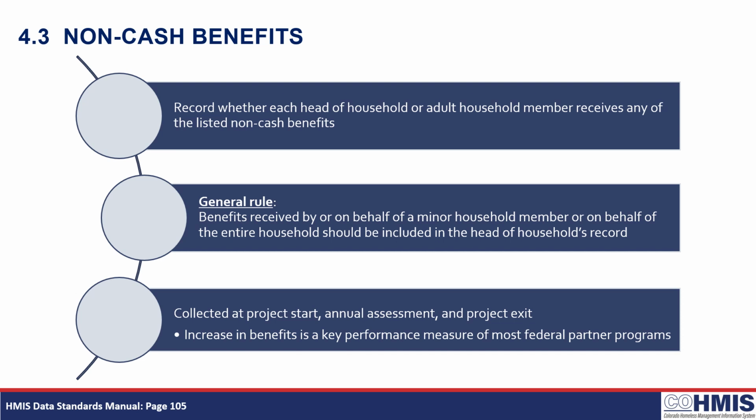Similarly, we're also recording for heads of households and adult household members whether or not they receive any of the listed non-cash benefits. Do they have SNAP, things of that nature. Quick general rule here: benefits received by or on behalf of a minor household member or on behalf of the entire household can be included in the head of household's record. Again, just like with income, we're collecting these at project start, annual assessment, and project exit, and increase in benefits is another key performance measure for the federal partner programs.